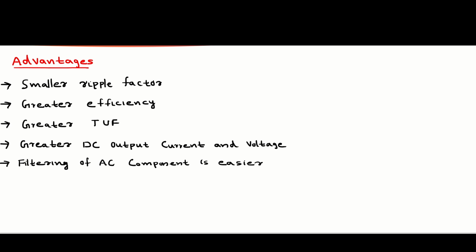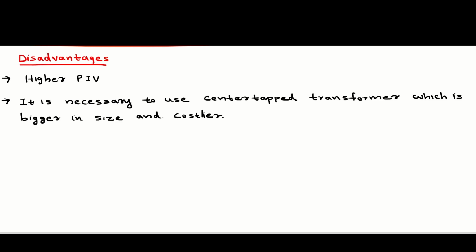Here the filtering is easy. And the disadvantage of the center tapped full wave rectifier is it has a higher peak inverse voltage of 2 Vm, whereas in the half wave rectifier the peak inverse voltage is Vm, but here it is 2 Vm. So we have to use a diode with a greater breakdown voltage. Such diodes are costlier. So this is the first disadvantage. And the second one is it is necessary to use a center tapped transformer, which is bigger in size and costlier.